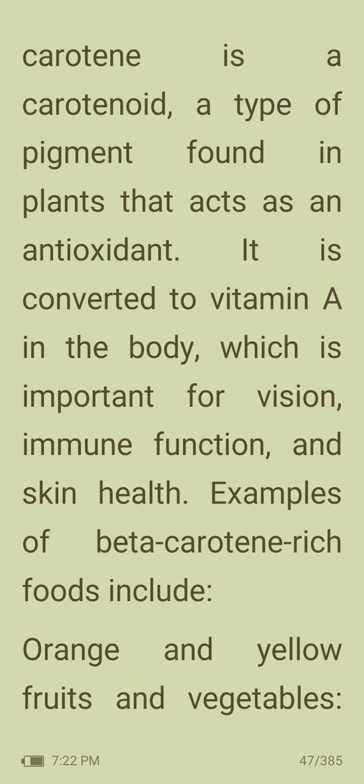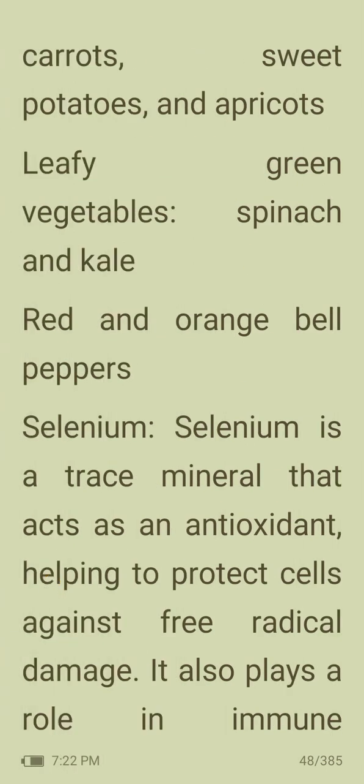antioxidant. It is converted to vitamin A in the body, which is important for vision, immune function, and skin health. Examples of beta carotene rich foods include orange and yellow fruits and vegetables like carrots, sweet potatoes, and apricots. Then leafy green vegetables, spinach and kale. Then red and orange bell pepper.